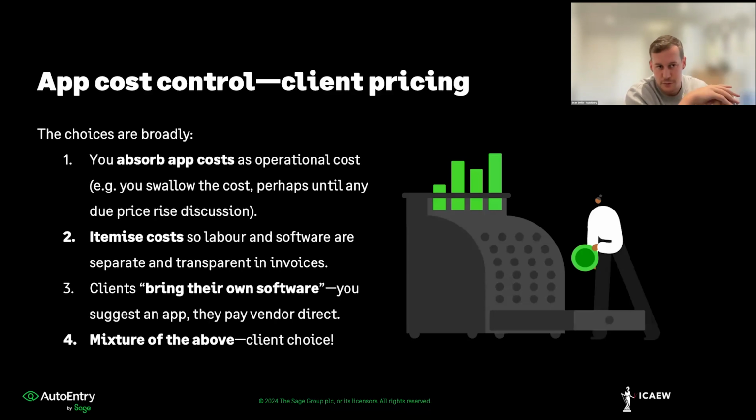And of course, option 4 is just a mixture of all of the above, right? So it may be that you absorb some of the cost, you itemize out a discounted version of the cost, or if it's an app that's niche and there'd be no reason for you to have a business relationship with that particular vendor, then maybe that niche client goes and gets the app from the vendor themselves. So all of the above mixed together.